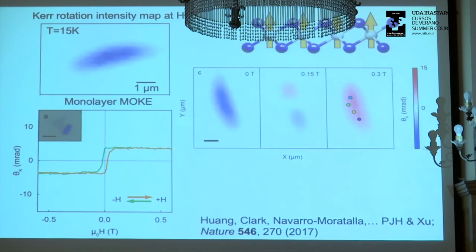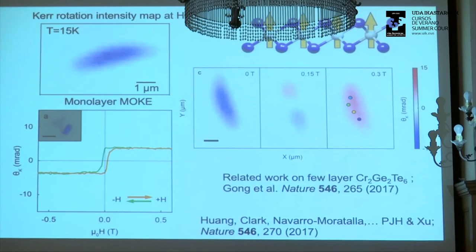So I should mention that our work was published simultaneously, back to back, with work from a collaboration between Berkeley, UC Irvine, and some other place, I'm sorry, I'm forgetting. On few-layer chromium germanium telluride, okay, they were able to go down to two layers.